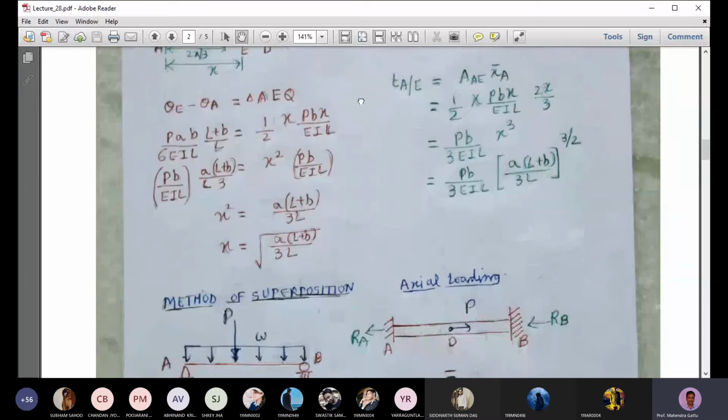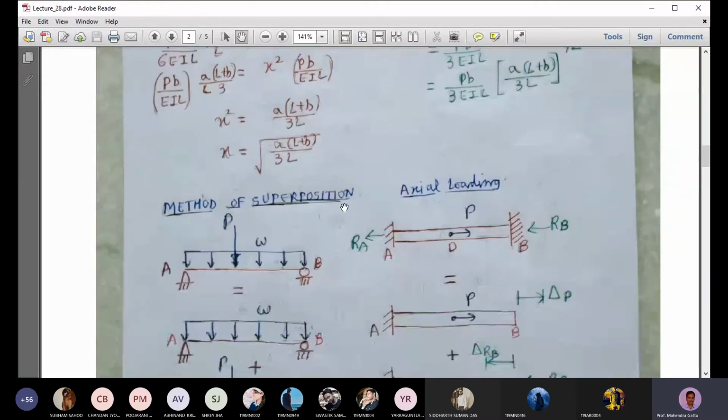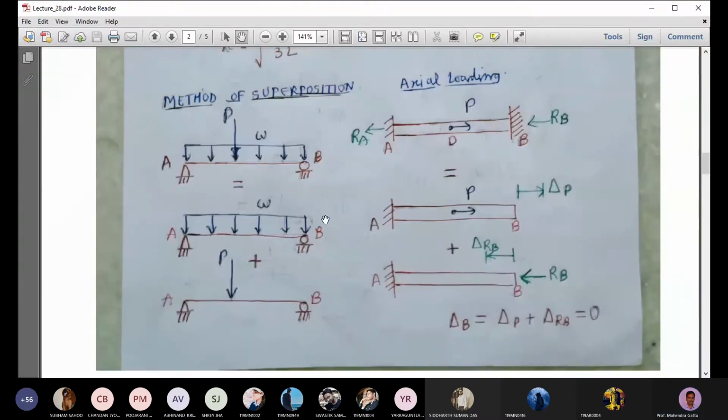I will take a small break and come back, and we will discuss the method of superposition.